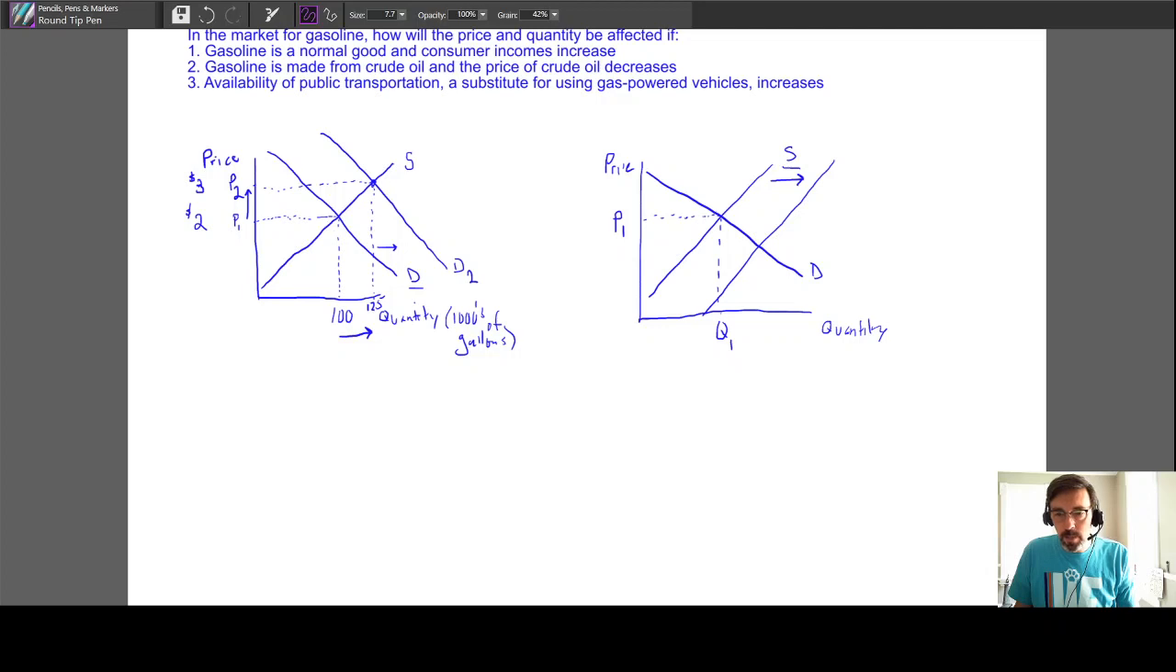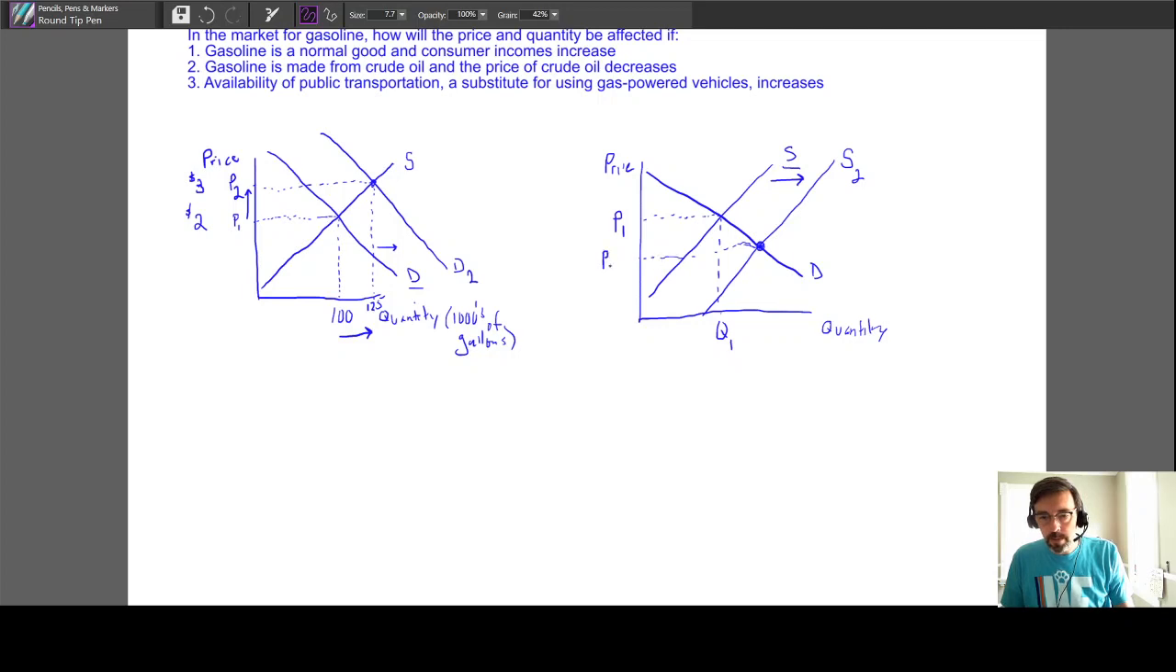Now we can shift the supply curve to the right, draw in a new supply curve, call it S2. And where's our equilibrium point now? Where does the new supply curve intersect with the demand curve? Well, it's down here. So this is our new equilibrium. Go ahead and draw in the new price.